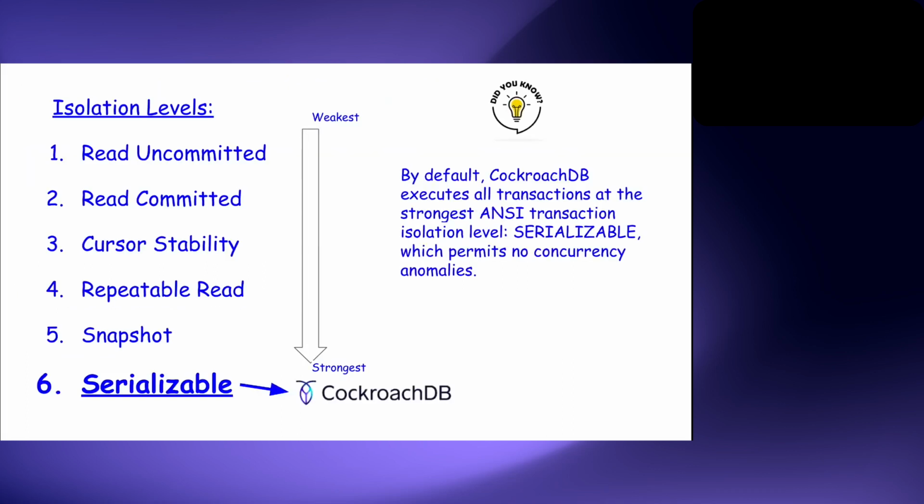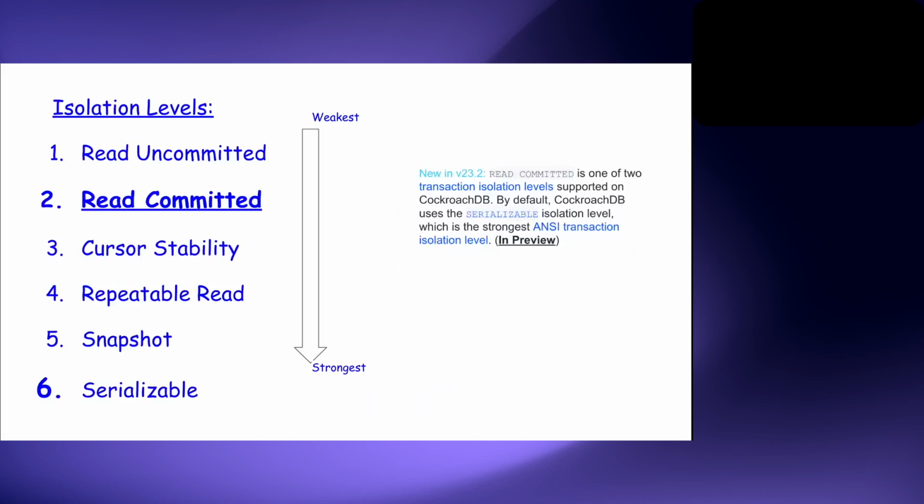We already talked about CockroachDB and its default isolation level, which is the highest, strongest ANSI transaction isolation level, serializable, which doesn't permit any concurrency anomalies. Now, as part of 23.2 in CockroachDB, we also support read committed as one of the supported transaction isolation levels. By default, it is still serializable, but this is one of the options which you can set at a cluster level, session level, or transaction level. This feature is in preview right now.